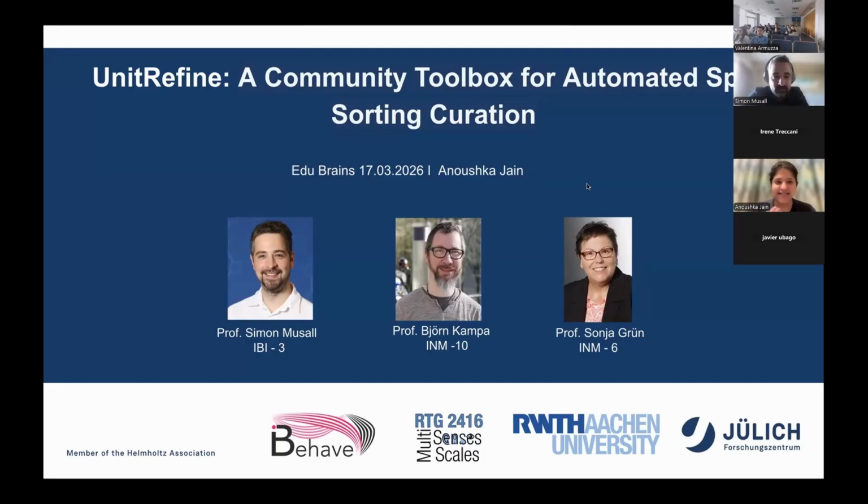So here, as Simon said, in our lab we do a lot of electrophysiological experiments. The one issue when you're doing electrophysiological experiments is to find units which are at single cell resolution, and those are actually single cells. I will tell you why that can be an issue, but to do that, we created a toolbox called Unit Refine. It is a community-based toolbox, where the aim is to automate spike sorting curation.